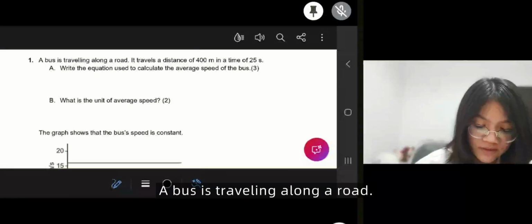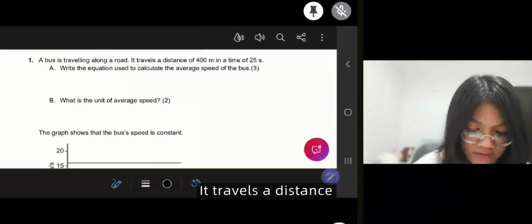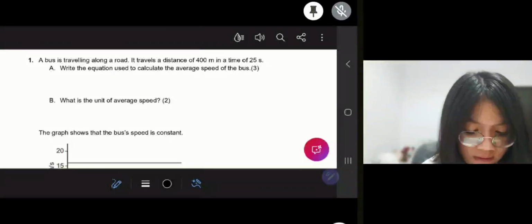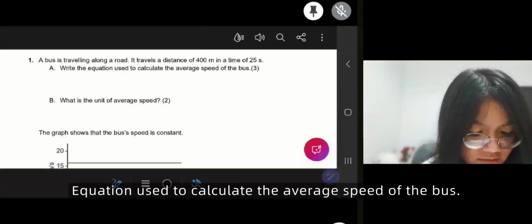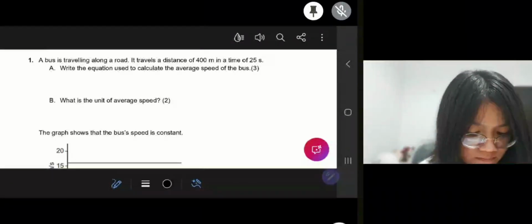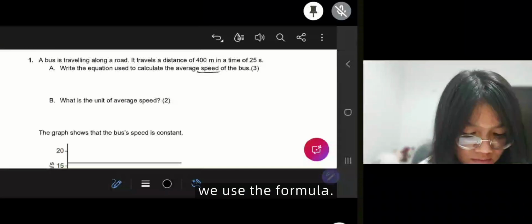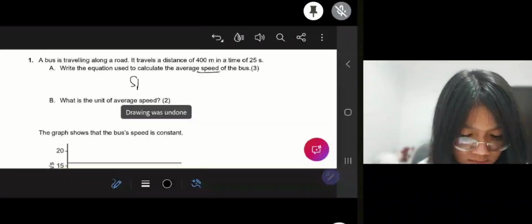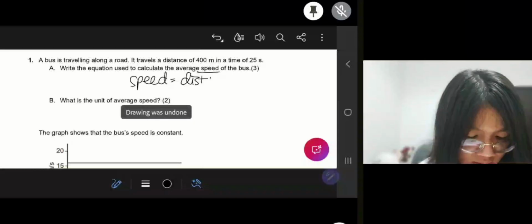A bus is traveling along a road. It travels a distance of 400 meters in a time of 25 seconds. Write the equation used to calculate the average speed of the bus. To measure speed, we use the formula speed equals distance over time.